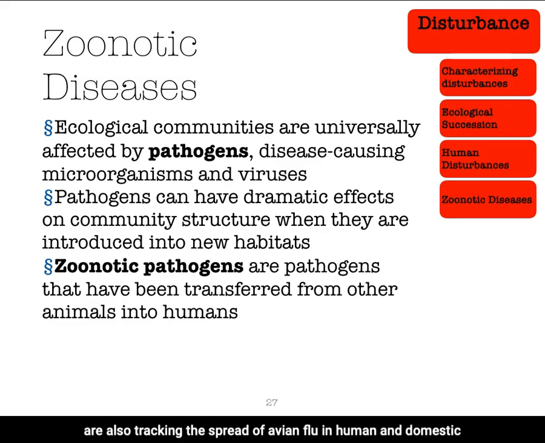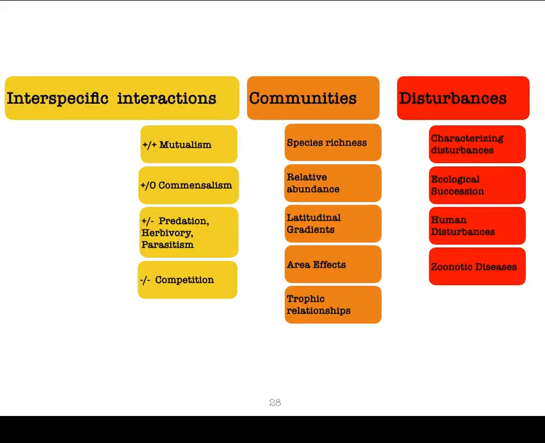Ecologists are also tracking the spread of avian flu in human and domestic and wild bird host populations. Human activities are transporting pathogens around the world at unprecedented rates, and community ecology is necessary to help study and combat these pathogens. So in this lecture, we've covered interspecific interactions, communities, as well as community disturbances.